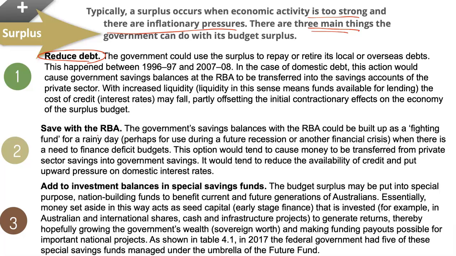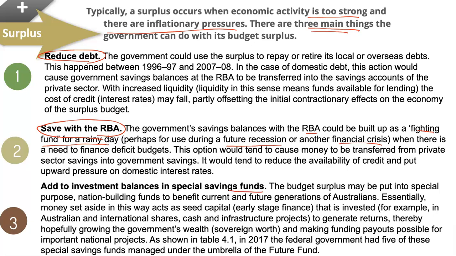They could decide to save the money with the Reserve Bank, essentially giving the money to the Reserve Bank and building up what we might say is a fighting fund for a rainy day. Having the money for future uses. It might be a recession that happens, a financial crisis, a natural disaster that they need to use the money for that they didn't plan. It could be a way to finance deficit budgets in the future. So there is that option there.